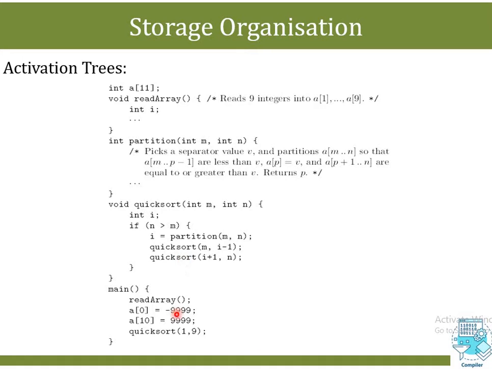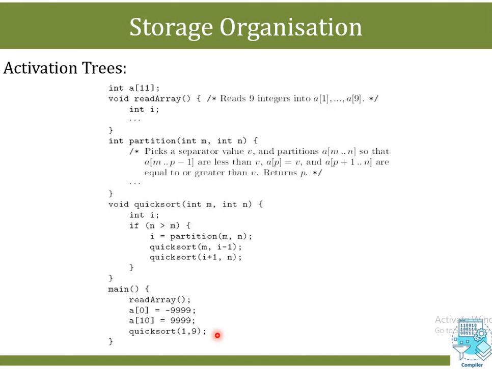Now in the main function, what we are doing is just reading an array, and then we are giving some special values to the positions where we don't have actual values. We have the actual values only from a of 1 to a of 9. Then we are calling the quick sort function. For quick sort, we are giving the arguments 1, 9. It means that the lower bound is 1 and the upper bound is 9.